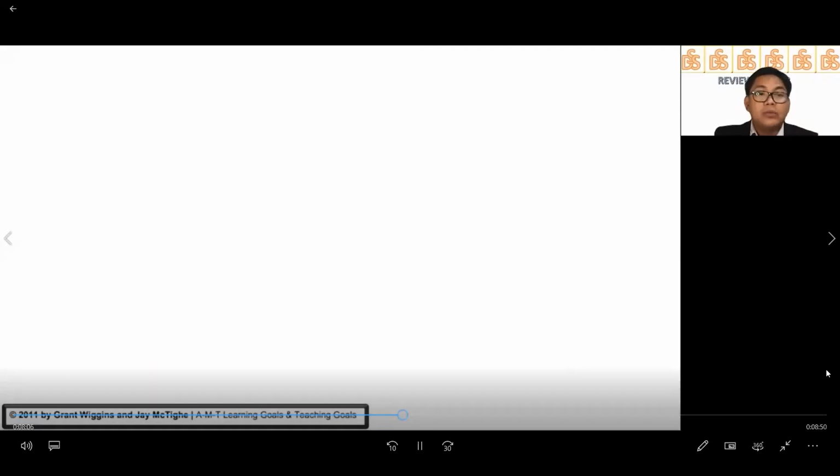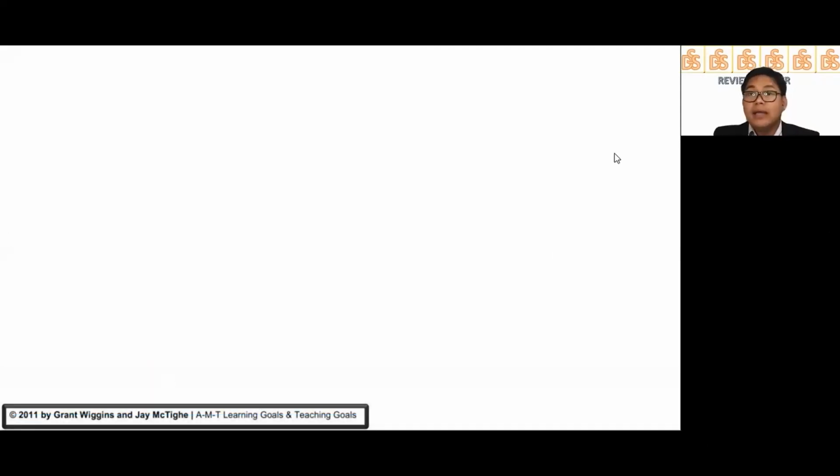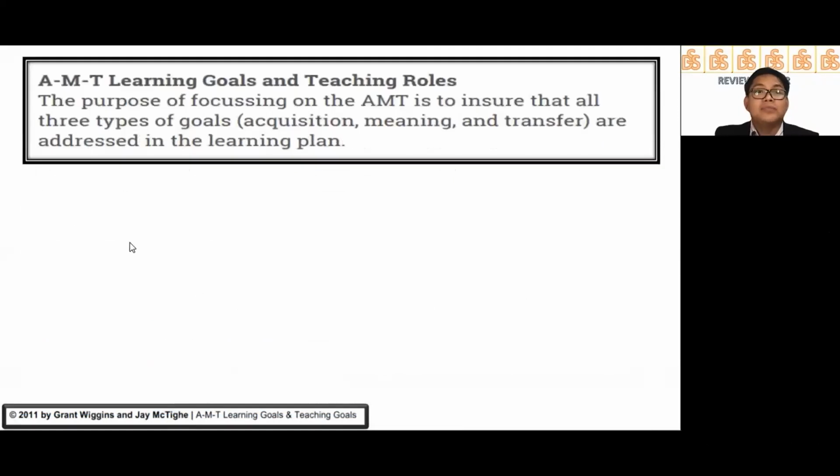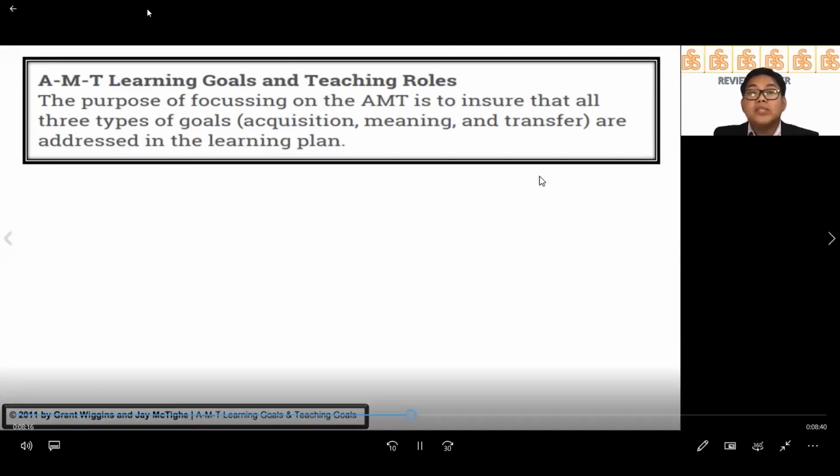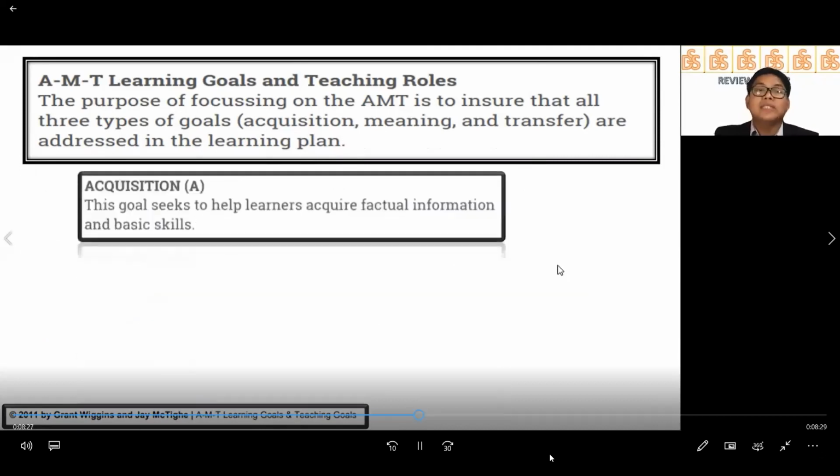Alright, so according to Grant Wiggins and J. McKay, AMT stands for, or AMT learning goals and teaching roles. The purpose of focusing on the AMT is to ensure that all three types of goals, acquisition, meaning making, and transfer, are addressed in the learning plan. Ano ba yung acquisition? Okay, this goal seeks to help learners acquire factual information and basic skills.